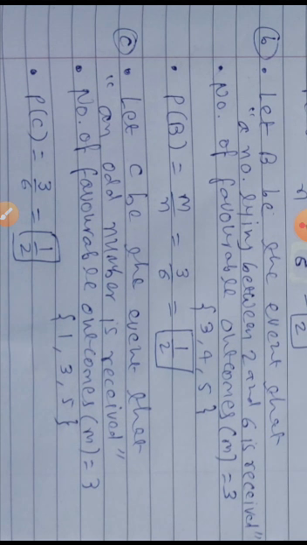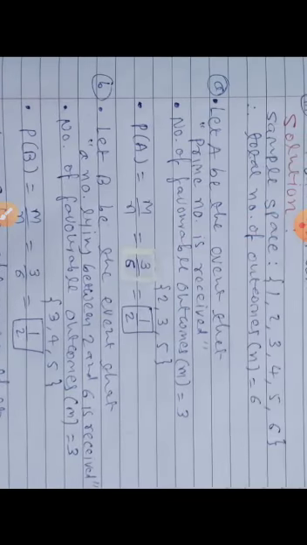Now number of favorable outcomes 3. Why? Because they are telling about odd number. So odd numbers are 1, 3 and 5. Okay, so the list is also written and M's value 3 also written. So again P of C equal to 3 by 6, 1 by 2. Okay, so all having same answer, but that is coincident. Okay, it can be different also.